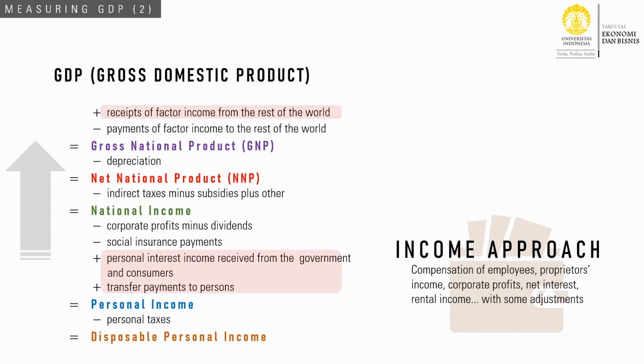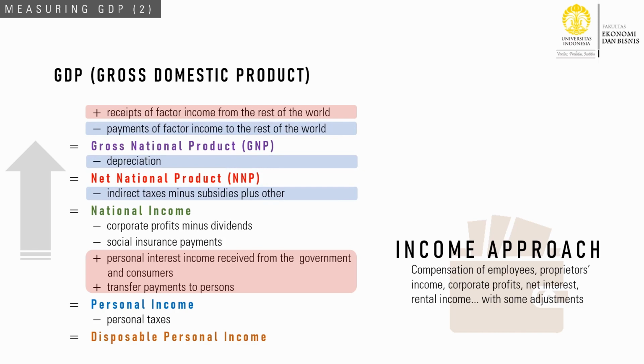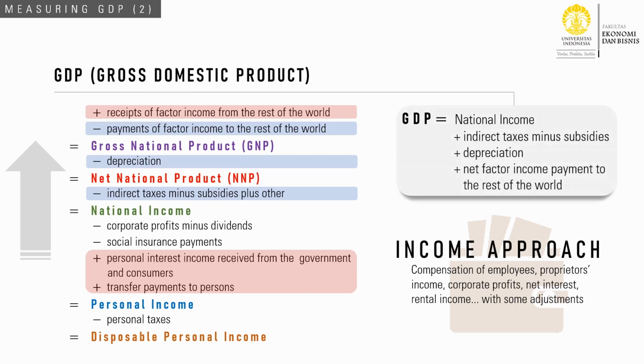Transfer payment and interest income, for instance, that have nothing to do with the production of domestic output, are deducted from the GDP calculation. On the other hand, the indirect taxes, the depreciation, and the net payment to foreigners who produce domestic output are added to get the GDP, as their values are reflected in the market value of the domestic output. So in short, here is the GDP calculation using the income approach.